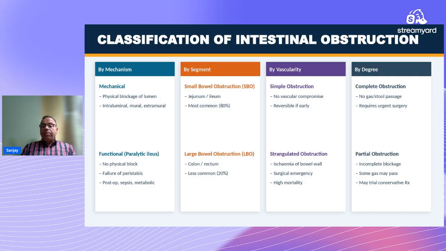Whereas we also have a partial obstruction where the lumen is obstructed but partially. That means some amount of feces and flatus can pass distally across the obstruction. So it's an incomplete blockage, and these patients with incomplete or partial obstruction may not present so dramatically, but very important is that they can also recover with a trial of conservative management, which is not possible in case of a complete obstruction. So this in a nutshell is how to classify intestinal obstruction.